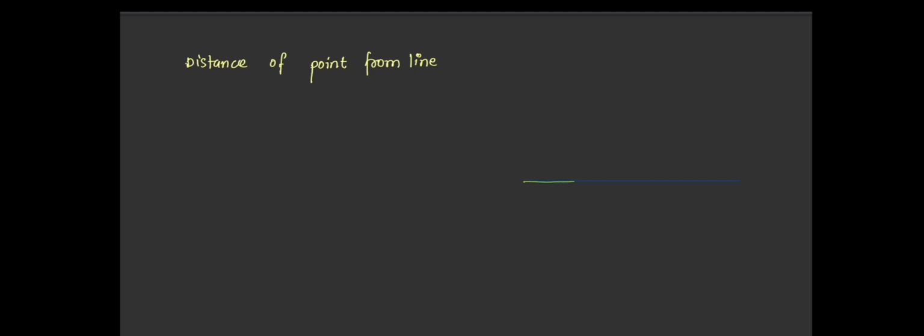Let me take a different color. So let's suppose we are given a line, and to define a line in vector form we need a point. So let's suppose this is a point a bar and some parallel vector, let's say b bar. And now we are given a point P which has a coordinate, let's say alpha bar, and we need to calculate the distance. So distance is nothing but the perpendicular distance from that point. So let's suppose this is the perpendicular distance. The foot of this perpendicular is M.